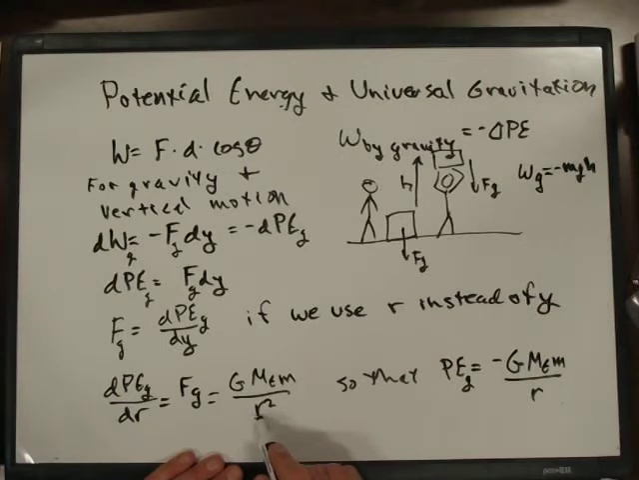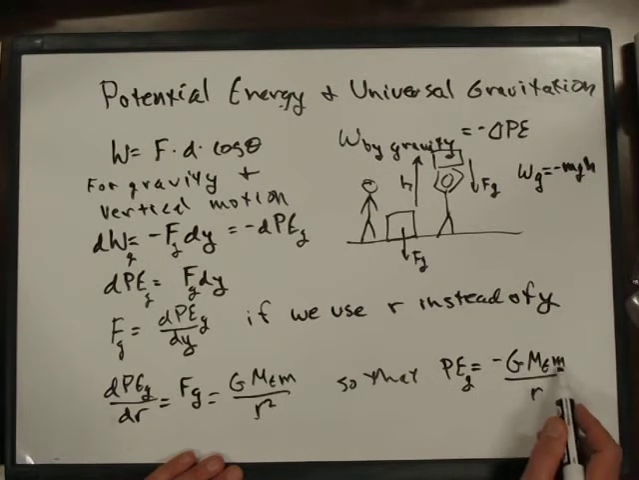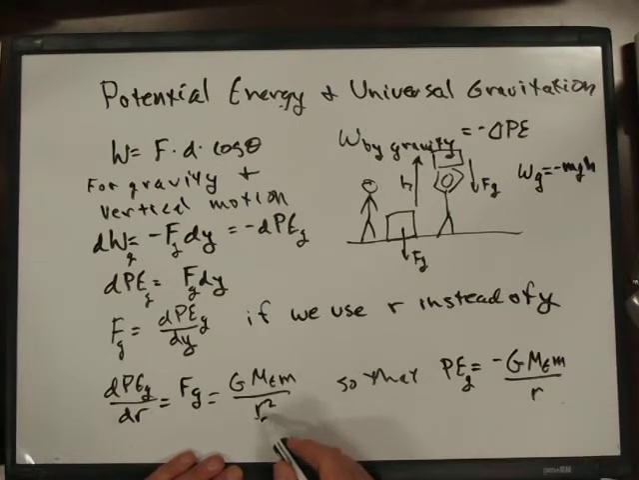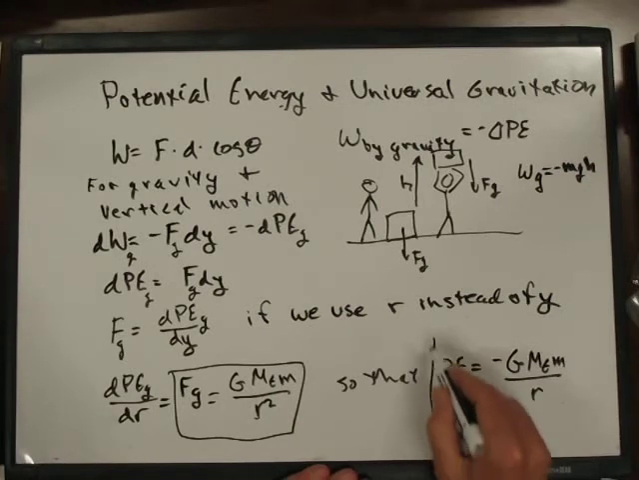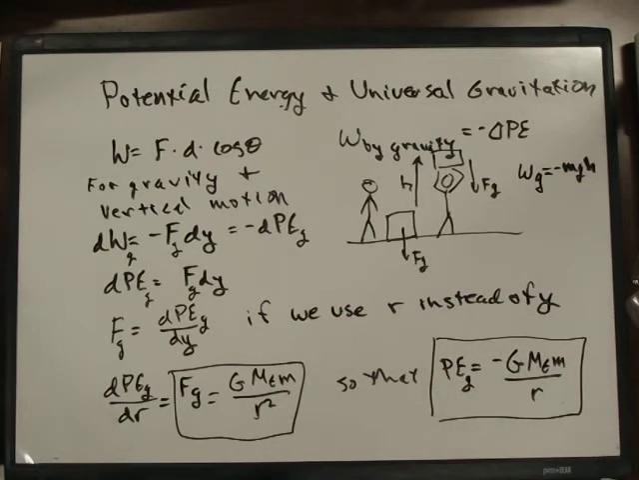And so we don't need a proof for that, but you can just check it, right? G, mass of the Earth, and mass of the object are all constants, and so I'm just taking the derivative of 1 over r, technically negative 1 over r, and that just gives me 1 over r squared. And so in a world where this represents the force due to gravity, this represents the potential energy due to gravity.